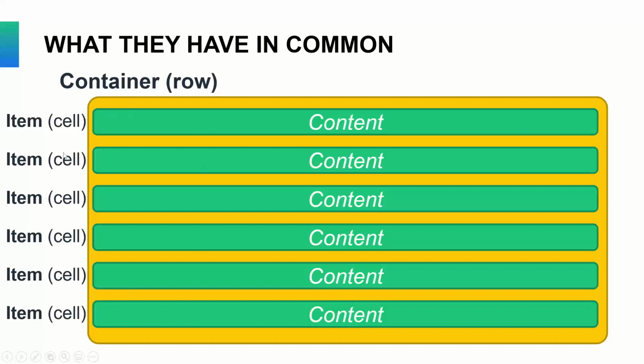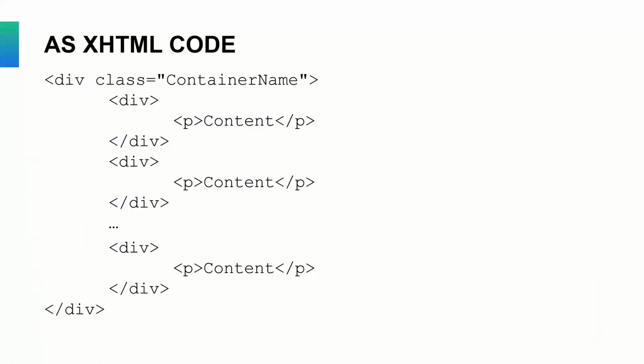So we have a container with items in it. That's what Flexbox and responsive layouts have in common. It might be easier to see if we look at the source HTML or the XHTML. So what we have is typically a containing div with a class name. This is the style name effectively for the responsive layout. And within that div, within that container, we have a number of items. Each div inside it is an item, and the item has content.